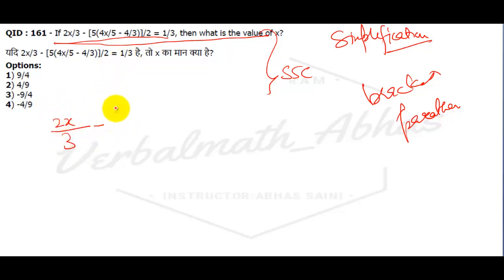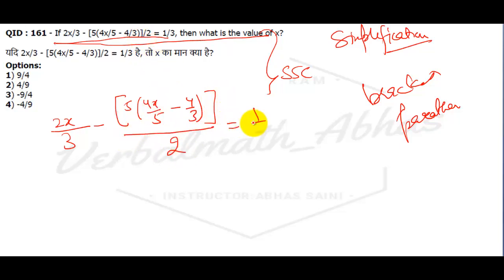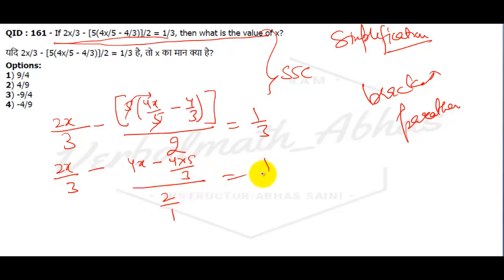2x by 3 minus 5 times (4x by 5 minus 4 by 3), now divided by 2, okay, and equals 1 by 3. Now just to calculate these things, this is again 2x by 3. Now if you send this 5 inside the parenthesis, you will get 4x minus 4 into 5 by 3. Now this is 2 upon 1 equals 1 by 3. So when this 2 upon 1 comes to the numerator, it will be reciprocal. So this is 1 upon 2.